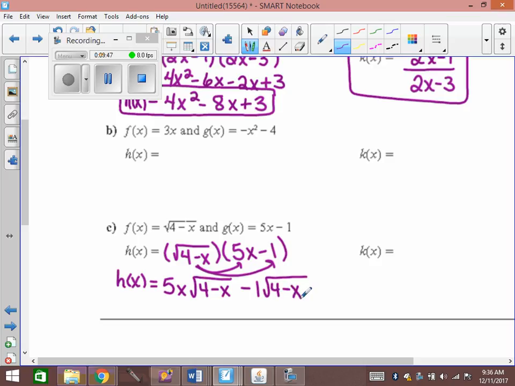Would there be restrictions on the domain on this one? When you have a square root, you're going to have restrictions, unless that square root is like x squared or something, because that will never be negative, right? So you'd go 4 minus x has to be greater than or equal to 0. So 4 is greater than or equal to x, or x is less than or equal to 4. And the domain of the line is x is all real numbers, right? So where they're in common is x is less than or equal to 4.